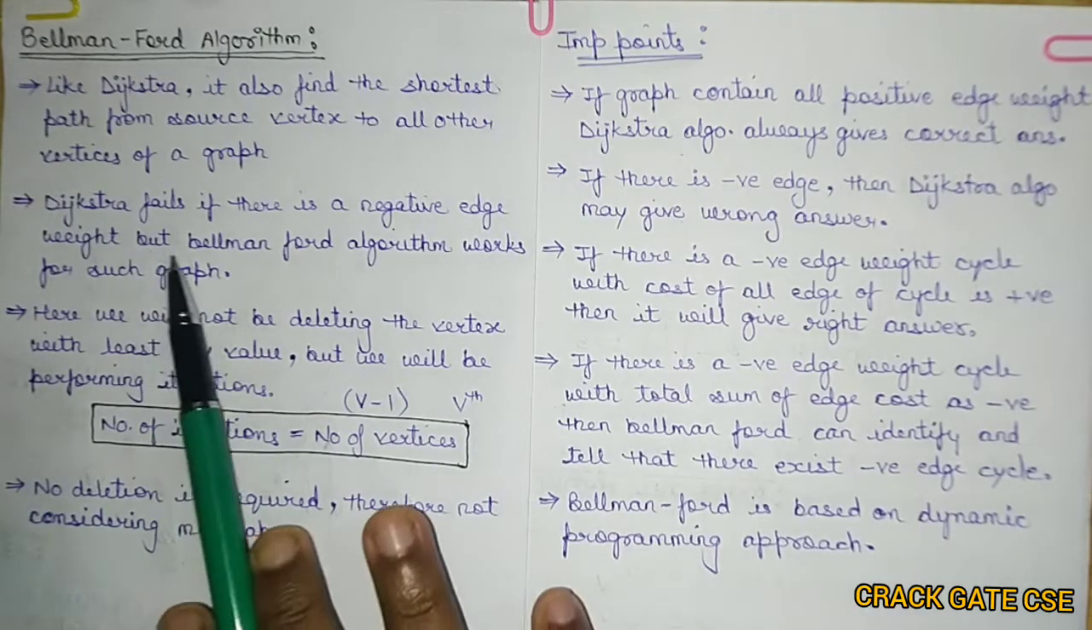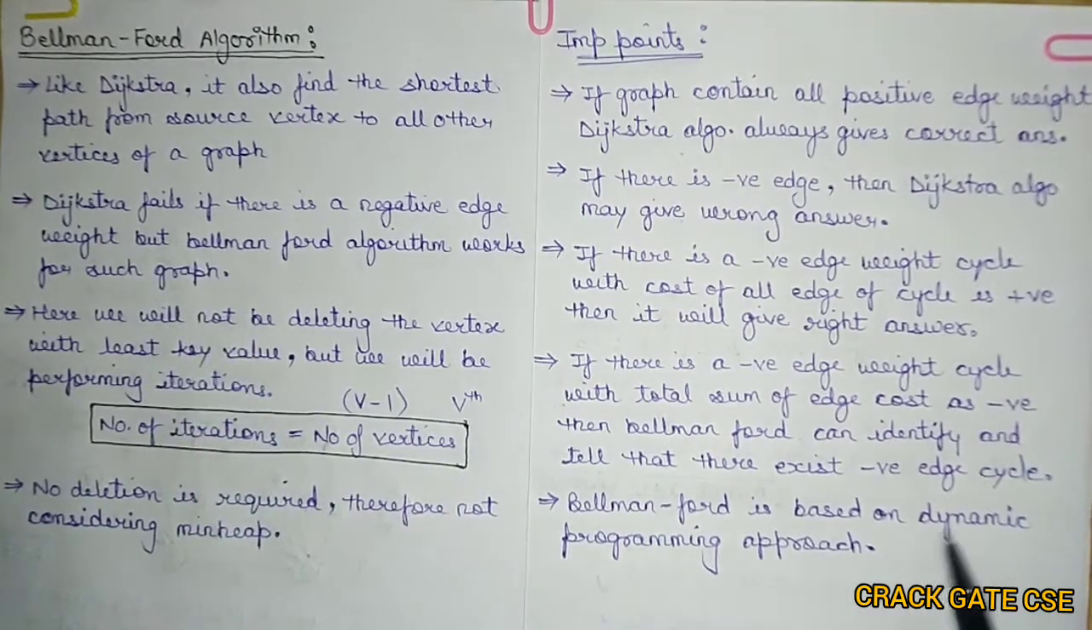And this particular Bellman Ford algorithm is based on the dynamic programming approach, that is, find out all possible answers, then select the best possible answer from those solved answers, right? So this is how the Bellman Ford algorithm works.